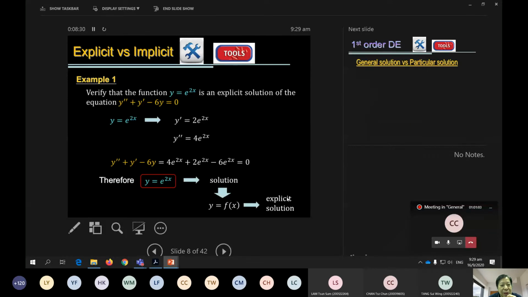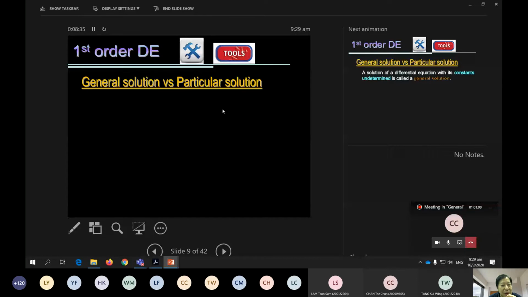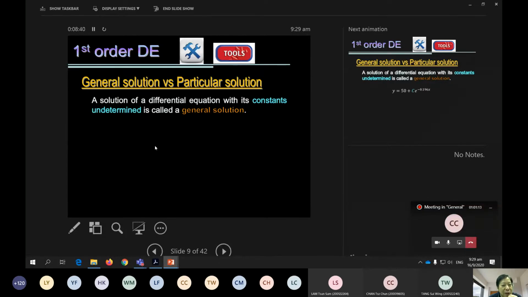Okay, so that is the explicit solution, and now you look at the general solution against the particular solution. Now with the constant, you know, a constant is something like a numeric number without variables. Okay, so it is there to balance the equations, so we call it a constant. A solution where the constant is undetermined inside the differential equation will be called a general solution. The pattern for a general solution will be things like this. Okay, so you have the equation where y equals 50 plus c times the exponential of a function. So c, the blue color here, is the constant undetermined. That means you don't know what the value of the constant is yet.